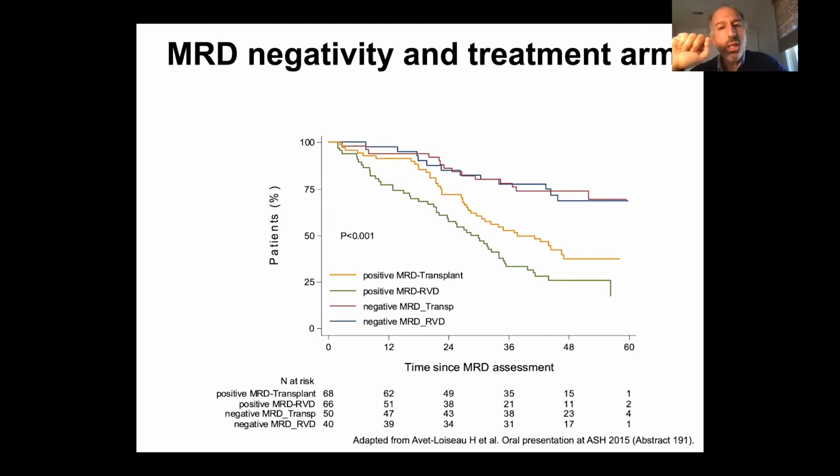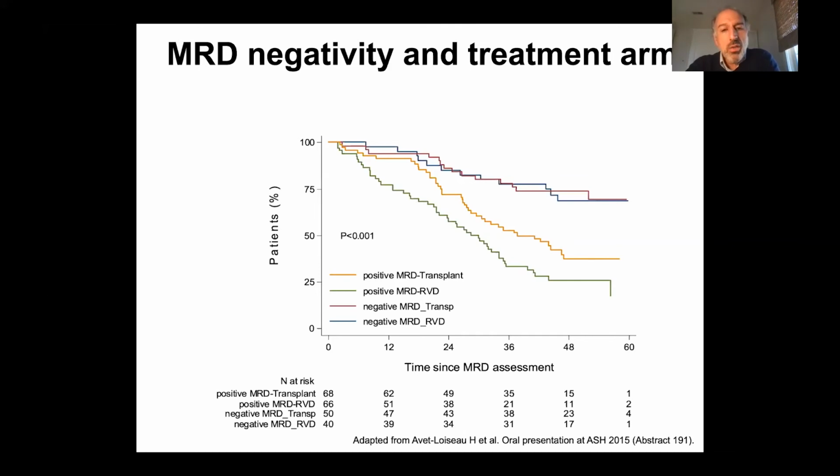But the interesting thing in this study was, again, that the MRD negativity was down to 10 to the minus 6. And what you can see here now, in contrast to that first slide that I showed you that was just looking at 10 to the minus 5, that it did not matter whether you got a transplant or not if you achieved MRD negativity. So if you look at the MRD negative transplant, which is the purple line, compared to the MRD negative RVD, which meant that they did not have transplant, those curves are completely superimposable.